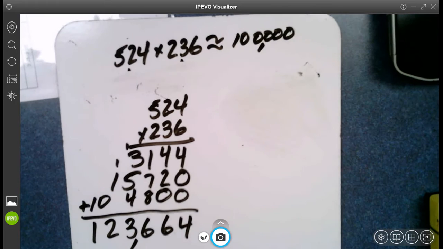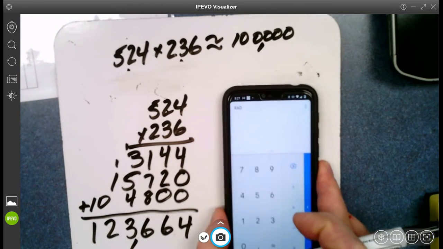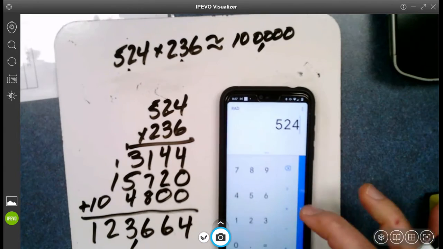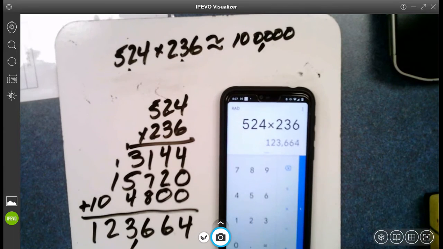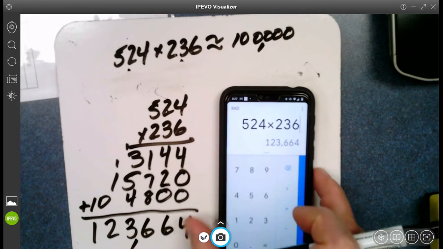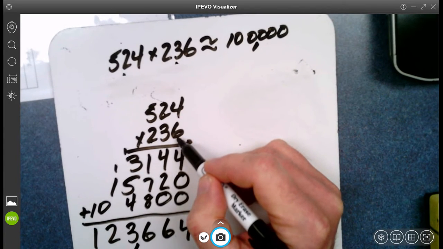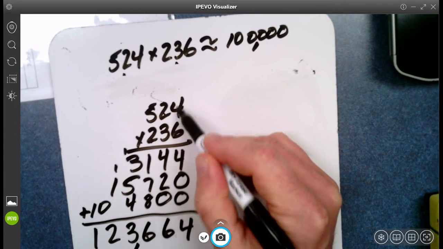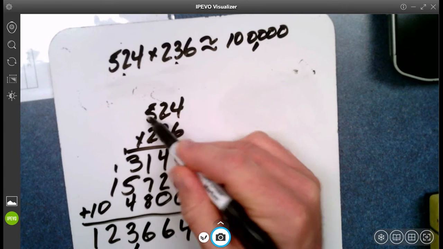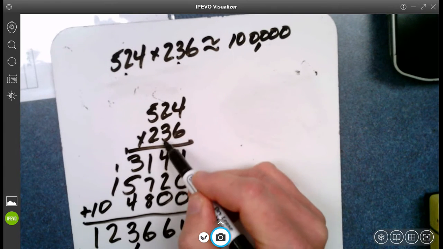All right. And I can always check it with a calculator to make sure that I am correct. 524 times 236, 123,664. So again, the key is you start at this place value right here, and you go up and over and over. And then when I'm done, I move to the next one.